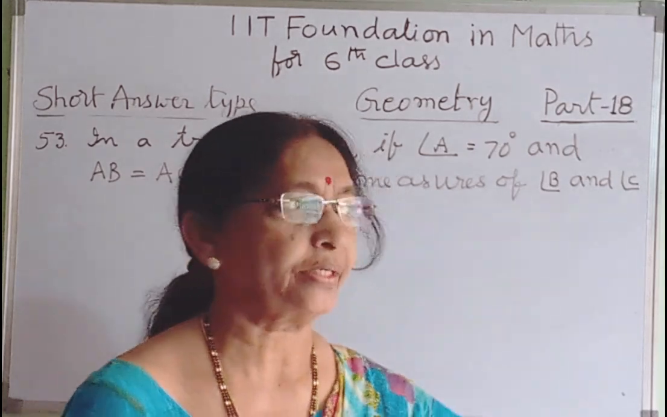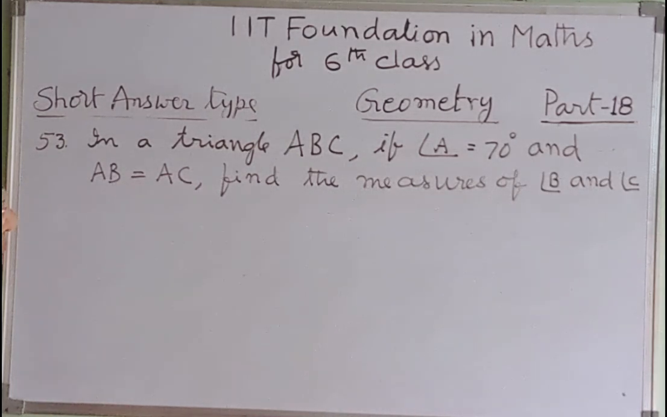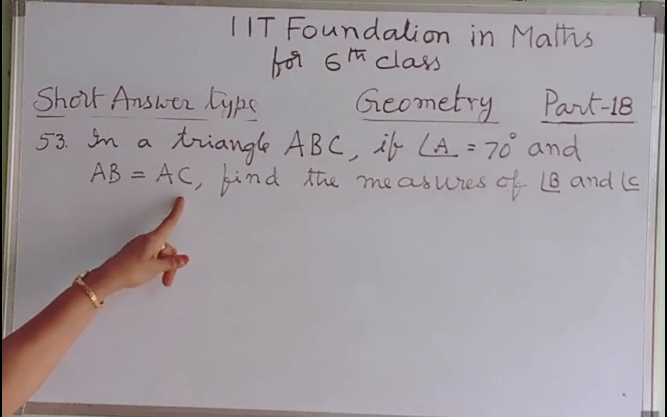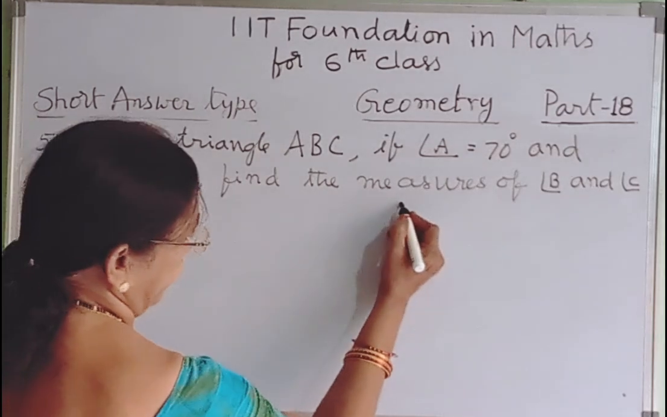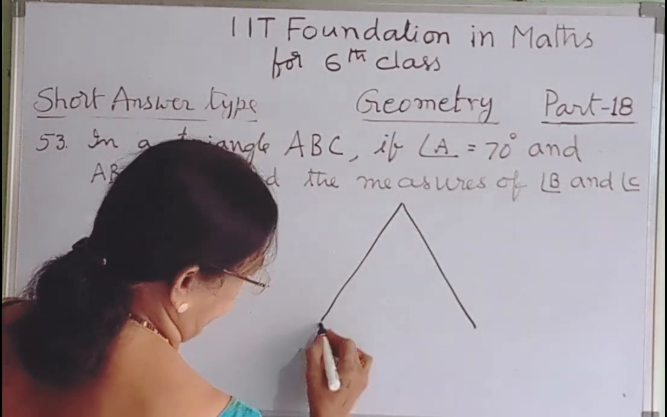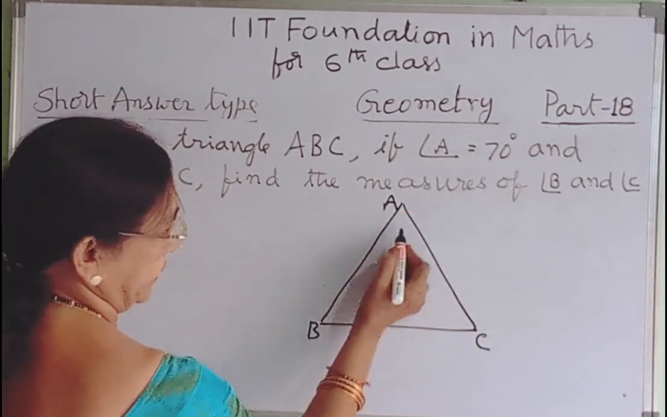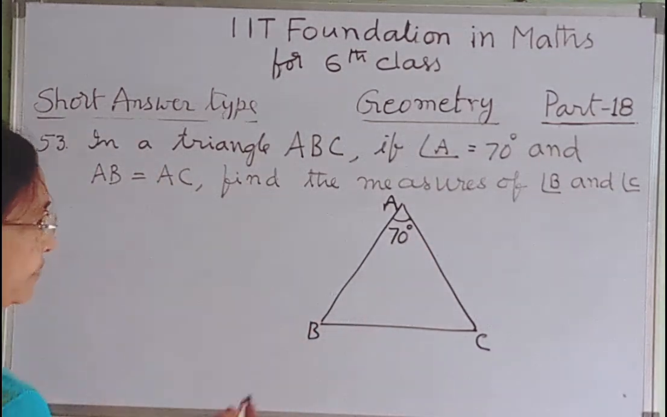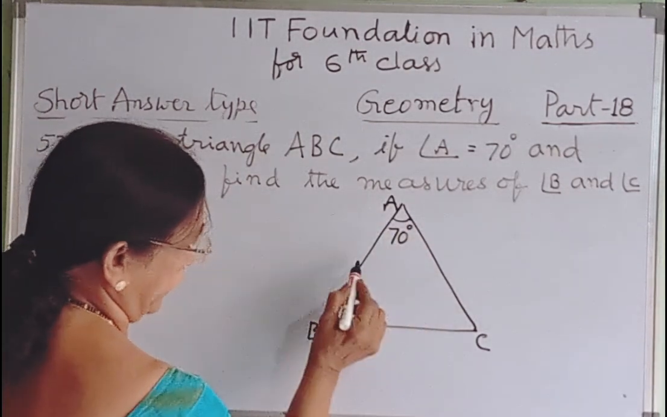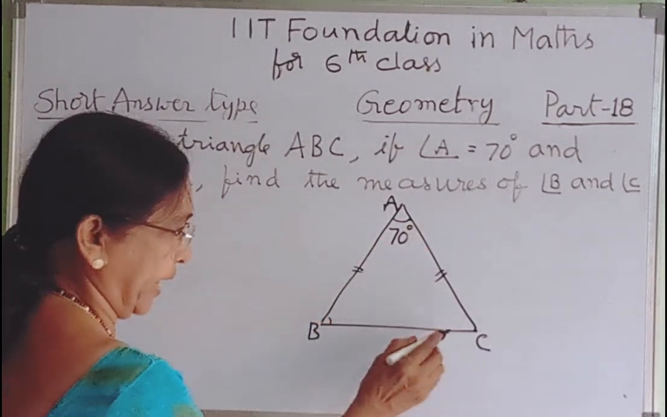Chapter 8, Geometry. We are doing the exercise, short answer type questions, 53. In a triangle ABC, if angle A is equal to 70 degrees and AB is equal to AC, find the measures of angle B and angle C. In a triangle ABC, angle A is 70 degrees, that is this angle is 70 degrees, and AB is equal to AC. The sides AB and AC are equal, these two are equal. Find the measures of angle B and angle C.